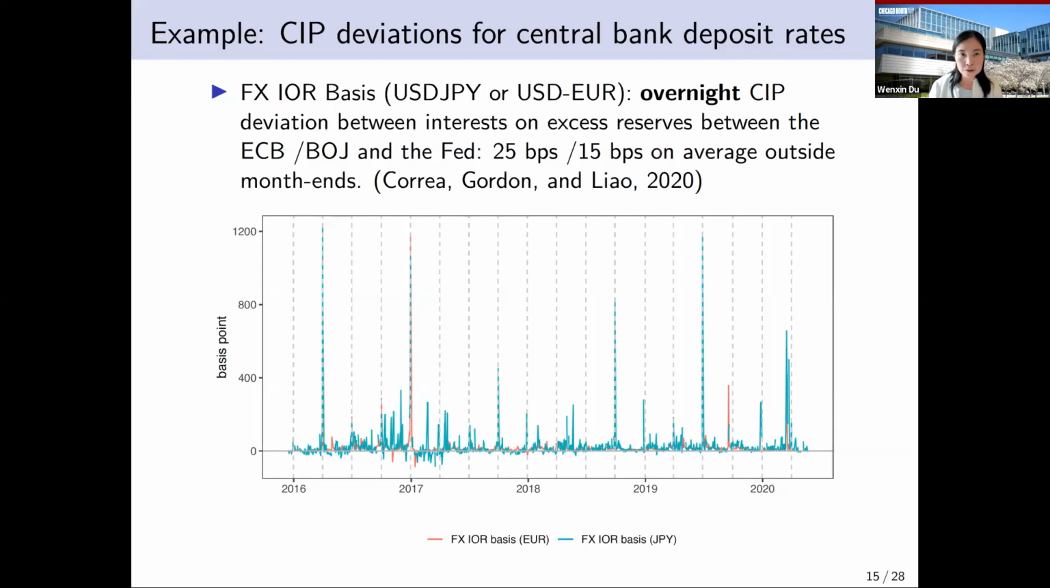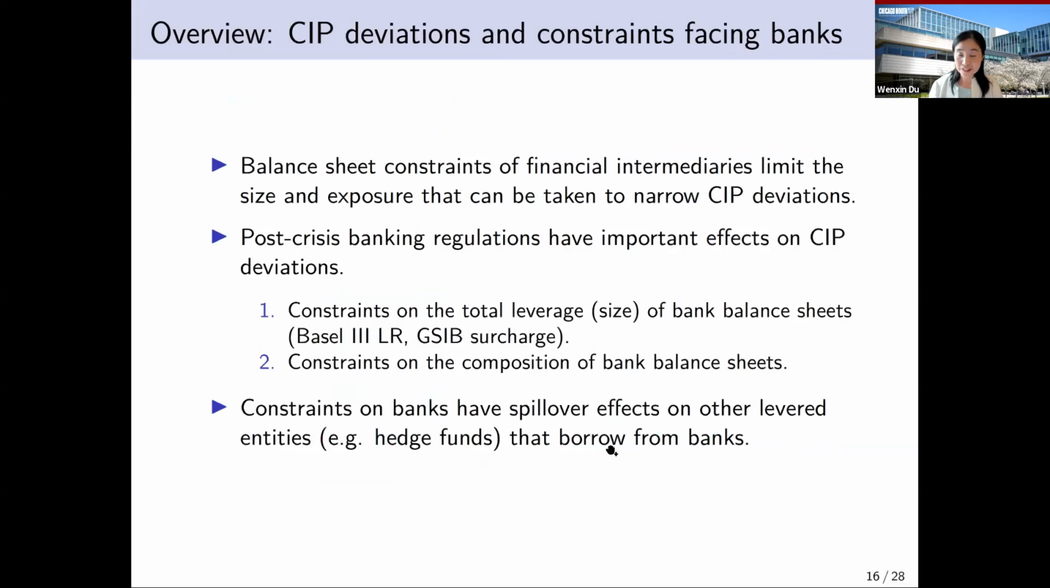Okay, so then why do they exist? Again, this is not about convenience yield. This is not about all these other usual culprits for why arbitrage exists. This is a story about constraint. So I think at this point, we have sort of converged on this view: balance sheet constraints of the intermediaries limit the size and exposure that can be taken by them to narrow the CIP deviation. So the ongoing and future work is going to zoom in on what specific constraints, right?